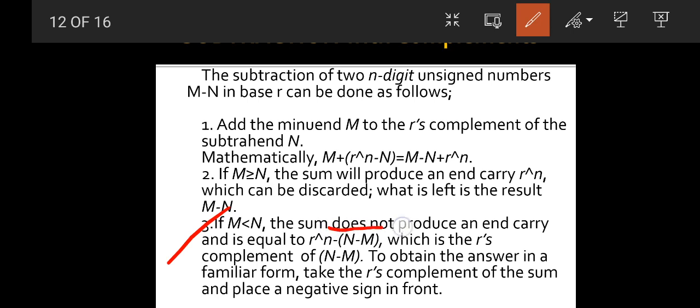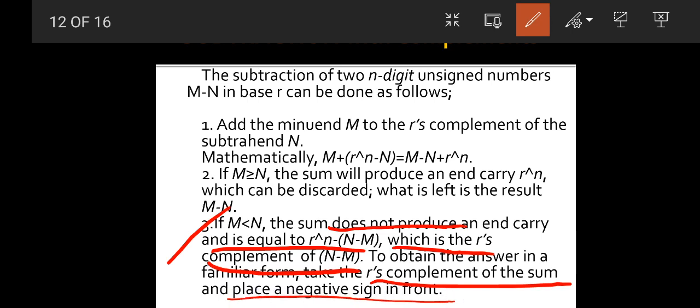For this process, the sum does not produce an end carry. So you will not produce an end carry with this one. Then your result will be R raised to the power of n minus M, and then it will be complemented into the R's complement. So to obtain your answer in the familiar form, you have to get the R's complement of your sum and place a negative sign in front of your result.